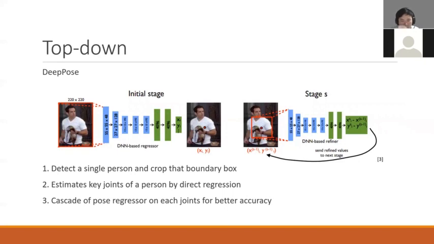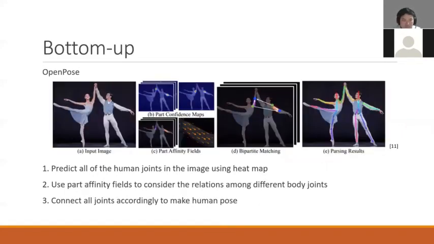One example of the top-down approach is DeepPose, which is one of the early human pose estimation used in deep learning. It first detects a single person and crops that part of the image and resizes it to its dimension. And then for the initial stage, it estimates all 16 key joints of the person in the image by direct regression. Then for the next stage, it crops the smaller bounding box of each joint and does more detailed estimation on each joint. They call this process cascade of pose regressors.